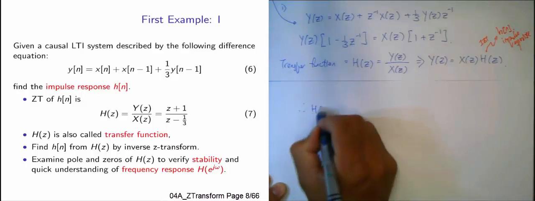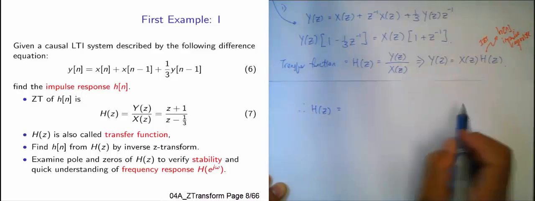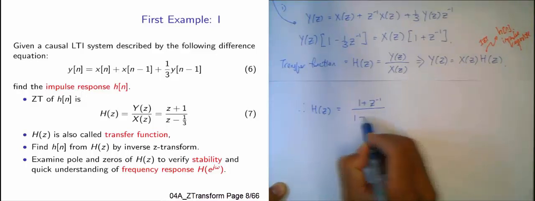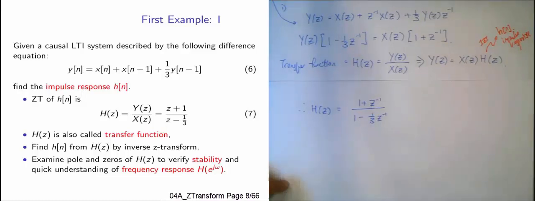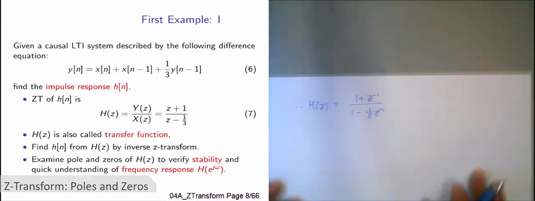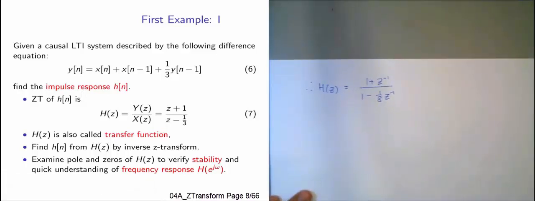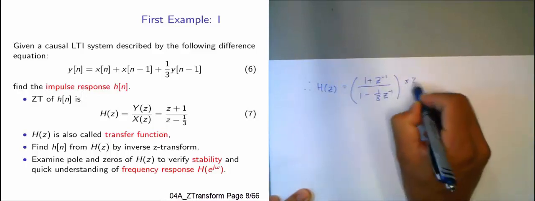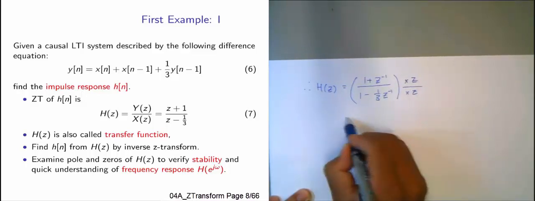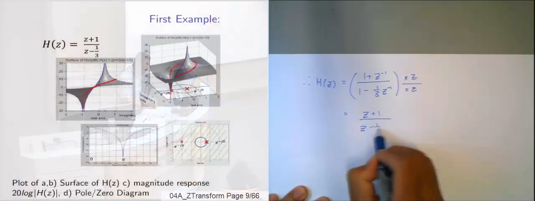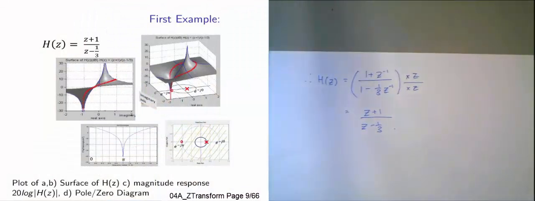Therefore, H of z is equal to, I substitute the equation, (1 plus z^-1) over (1 minus 1/3 z^-1). And now you realize that my equation is in the negative power of z, which I don't like, because usually you don't know how to do pole and zero plotting in the negative power. So what do you do? Yes, thank you. We now reduce this to (z plus 1) over (z minus 1/3). And in this, it is now very obvious.